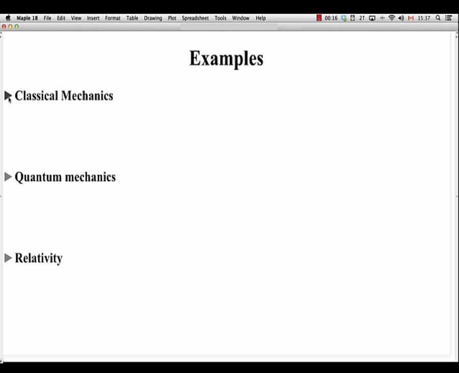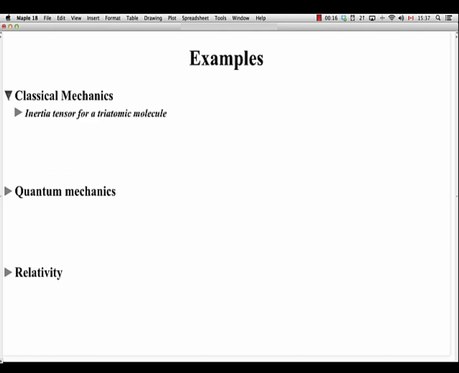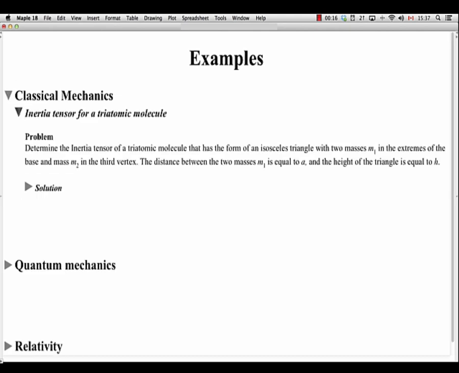My intention is not to go into the details about the physics, but just to illustrate the algebraic computations and the power of this more abstract and compact notation used in physics. So my first problem is to determine the inertia tensor of a triatomic molecule that has the form of an isosceles triangle with two masses in the extremes of the base and a different mass in the third vertex.